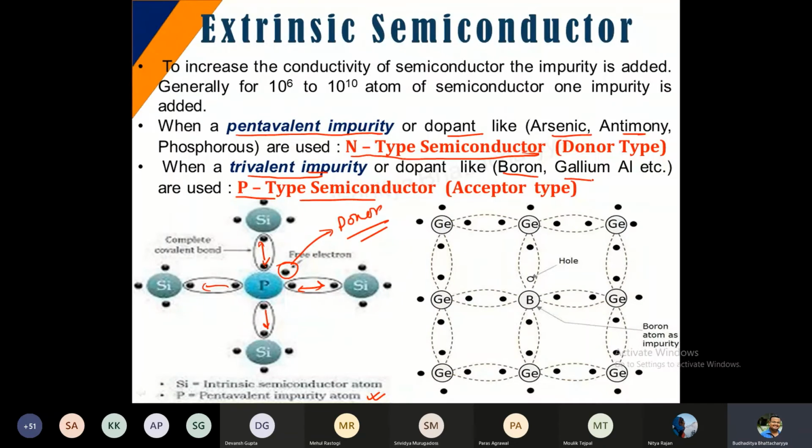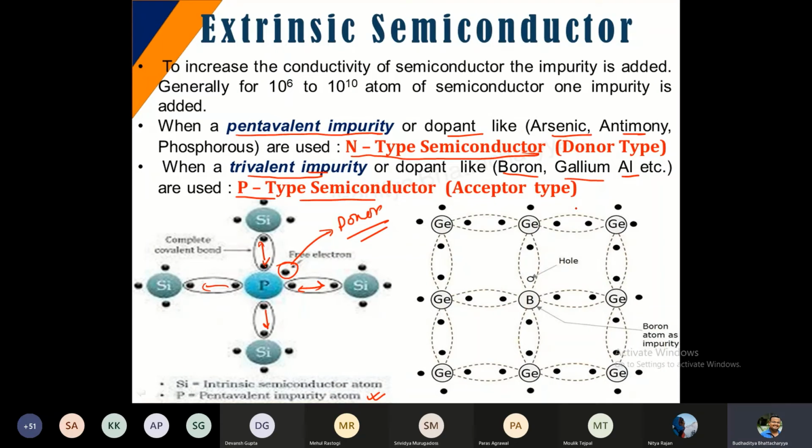So boron, gallium, aluminum, those are some of the impurities which are usually used with respect to extrinsic semiconductors to make them either N or P. All right. Any doubt till this point?